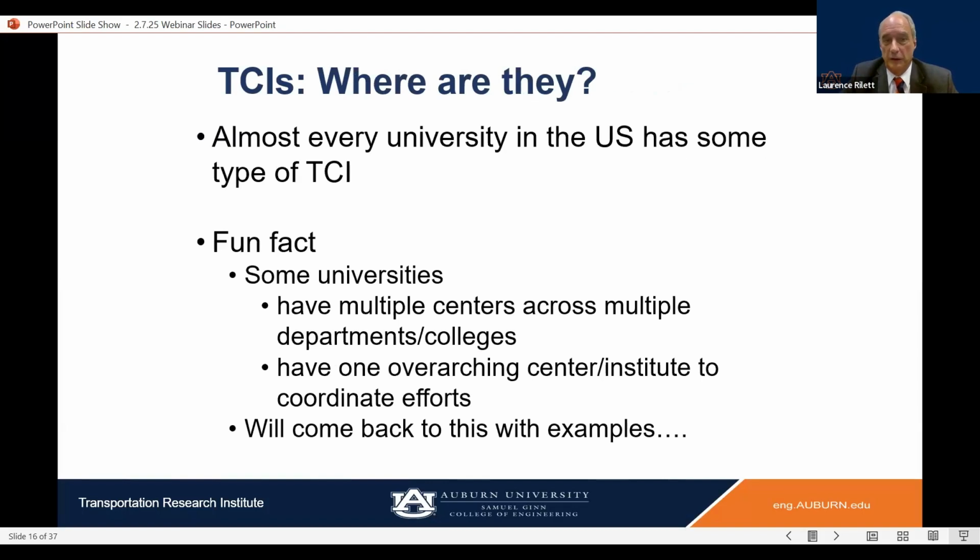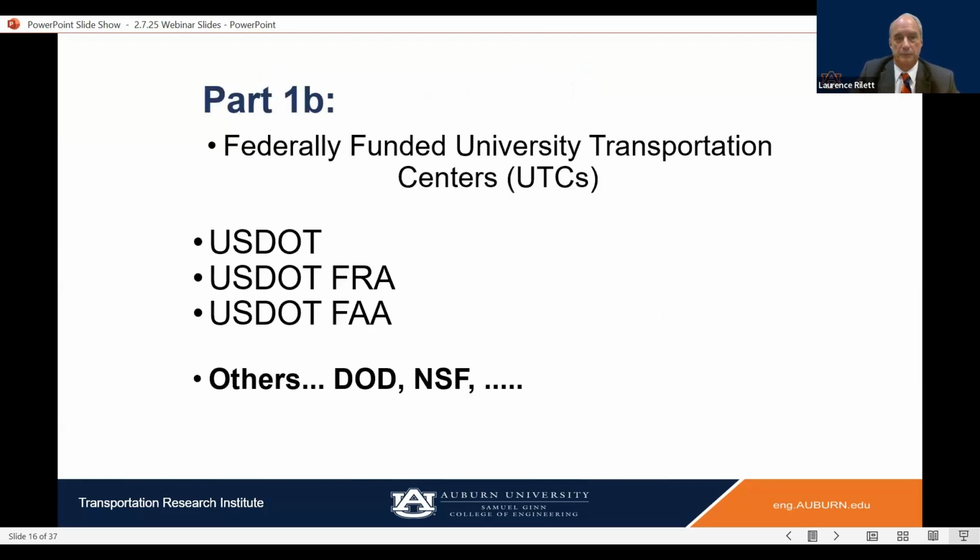Almost every university in the U.S. will have some type of transportation center or institute. I'm not familiar with too many that don't, especially the larger ones. And fun fact for everyone out there, some universities have multiple centers across multiple departments and colleges. So they may have 2 or 3 university-based transportation centers. Maybe one focuses on pavement, one focuses on systems. Some will have just one overarching center or institute to coordinate all the efforts. And I think today, when we get to the case studies, you'll get a better flavor for what all that means. And so we're going to come back to that with some examples.